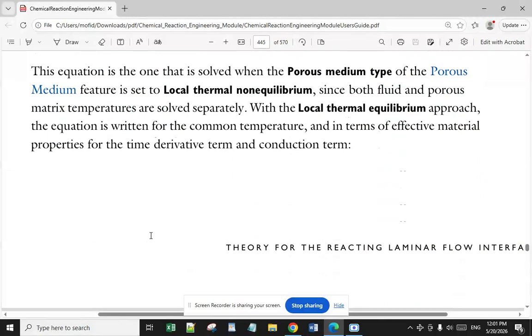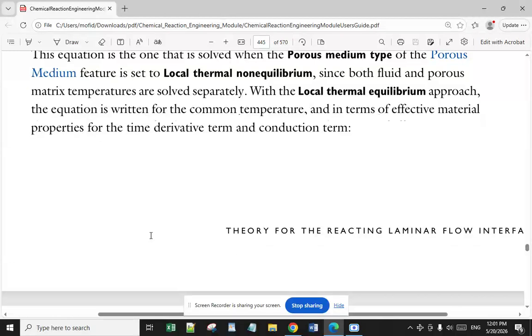Now I want to go through the porous medium type. This equation is the one that is solved when the porous medium type of the porous medium feature is set to local thermal non-equilibrium, since both fluid and porous matrix temperatures are solved separately. With the local thermal equilibrium approach, the equation is written for the common temperature and in terms of effective material properties for the time derivative term and conduction term.